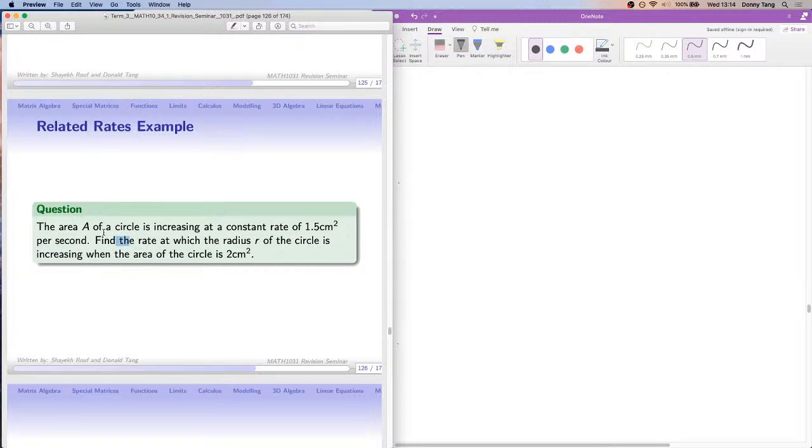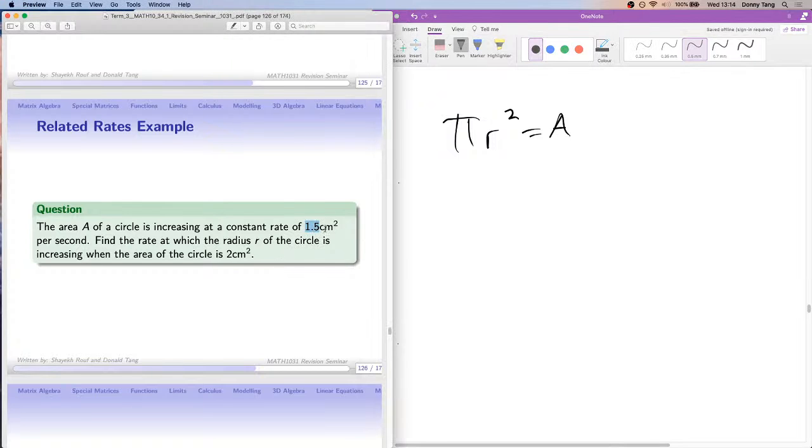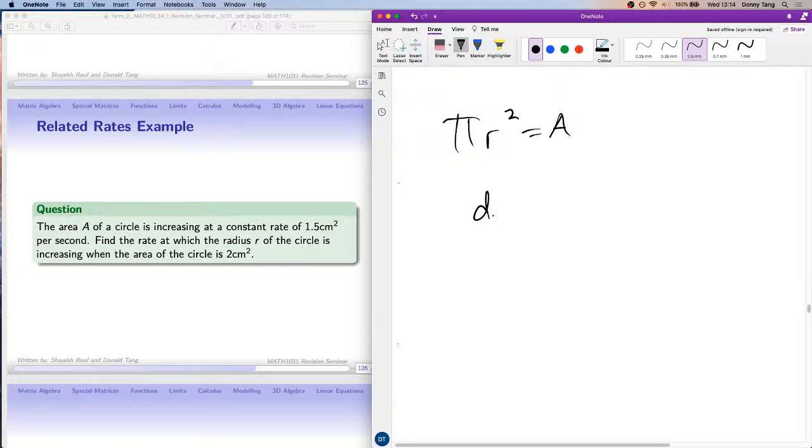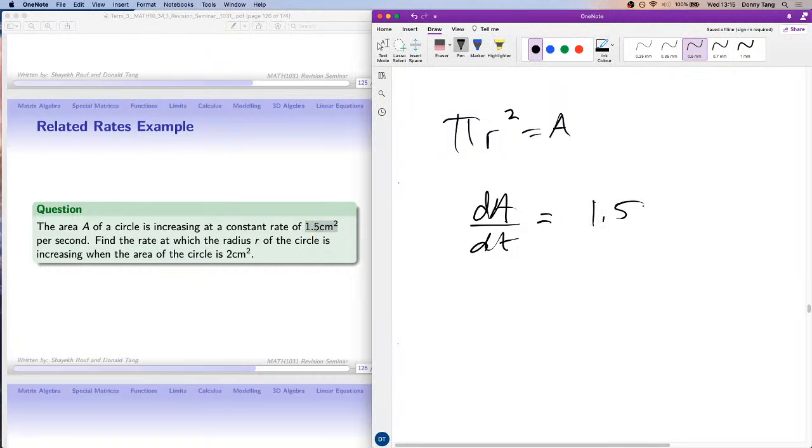So in this case, the area A of a circle is increasing at a constant rate of 1.5 centimeters squared per second. We write it down. Pi r squared equals A. Increasing at a constant rate of 1.5. So what you have to do is look at the units here. Centimeters squared is area. Per second is time, right? So it's going to be dA on dt, because this is area and that's time, equals 1.5.